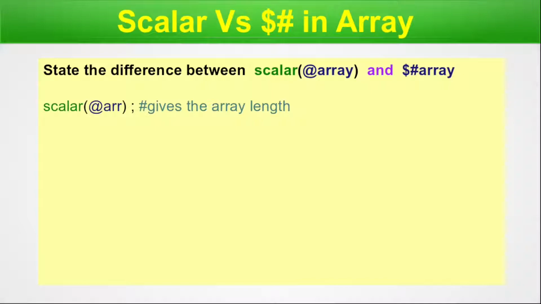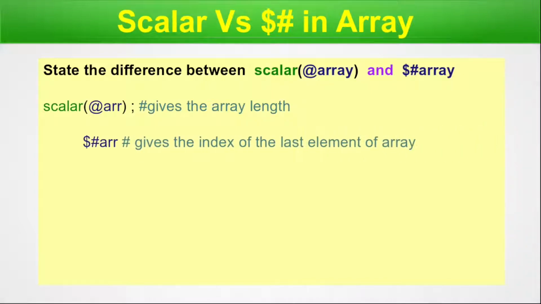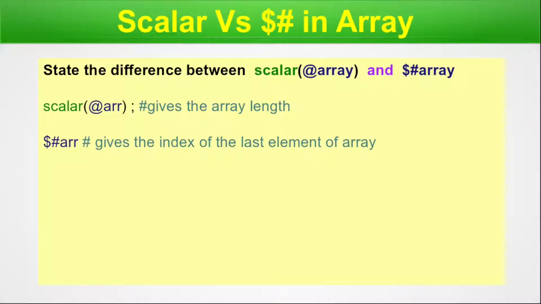The scalar function gives the array length, that is how many members are there in the array. Next, $# array gives the index of the last element of the array. So if there are 5 members inside the array, it starts from 0 and goes to 4. Counting from 0 to 4 gives 5 members. However, when we use $#, we will get 4. That means the output is numerically different. In the first case, it will be 5. In the second case, it will be 4.